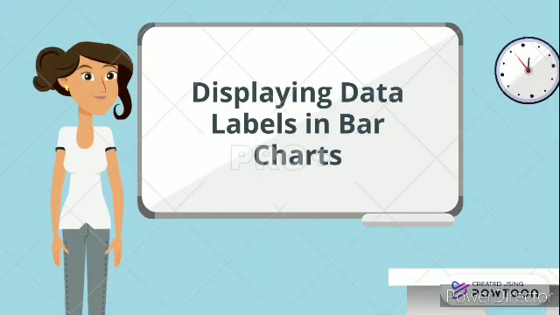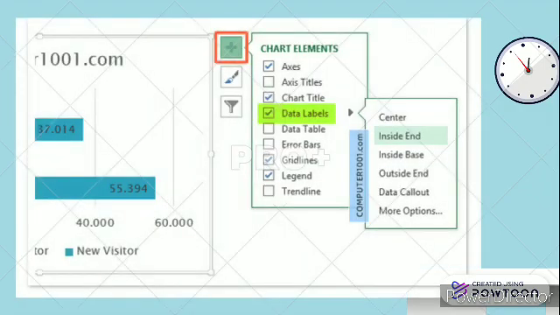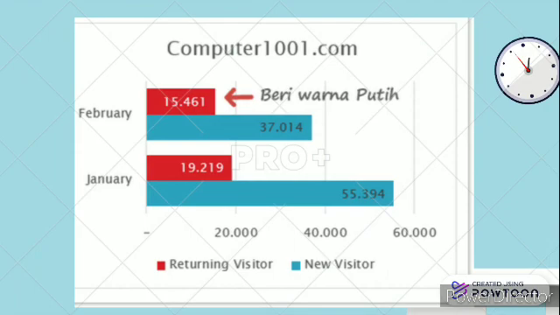Displaying data labels in bar charts. 1. For users of Excel 2013, 2016, 2019, Microsoft 365: Click the plus icon next to the chart and check the data labels box. Click the arrow next to it and select the inside end position. 2. Excel 2007 and 2010: In Chart Tools, Layout, Labels, click Data Labels and select Inside End.